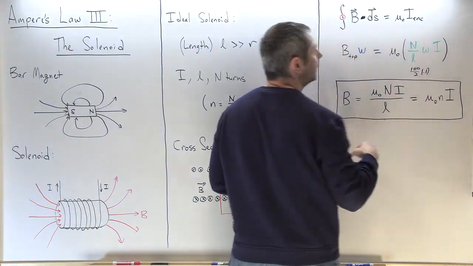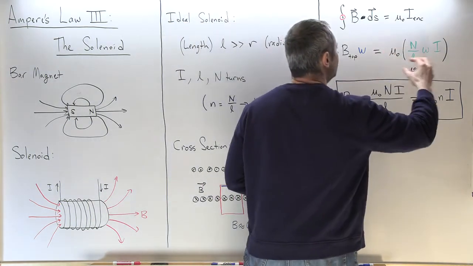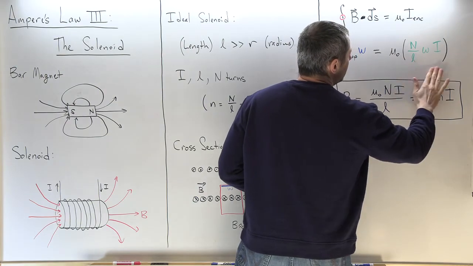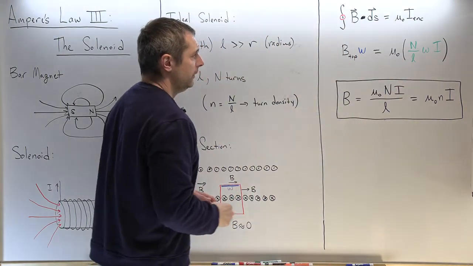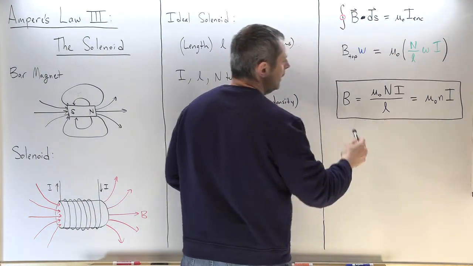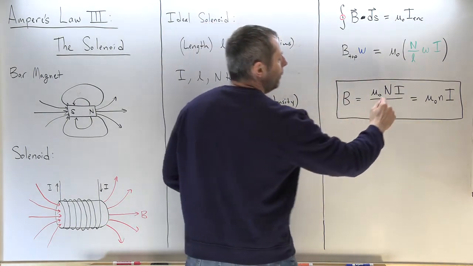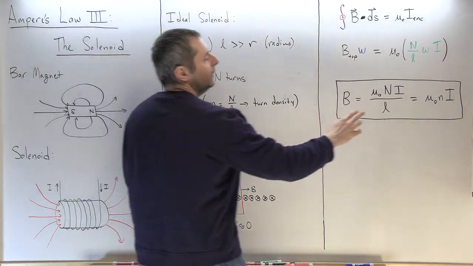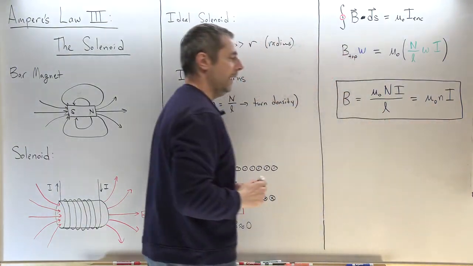And then we multiply by the current in each wire, which gives a total current inside of our Amperian loop. And then all we have to do at this point is a little simplification by dividing the W away, and here it is right here. Or if we want to replace N per L, the turn density, then it's just mu0 n times I.